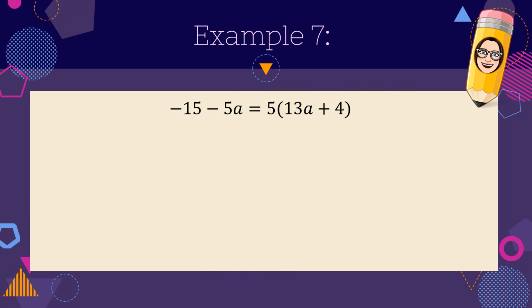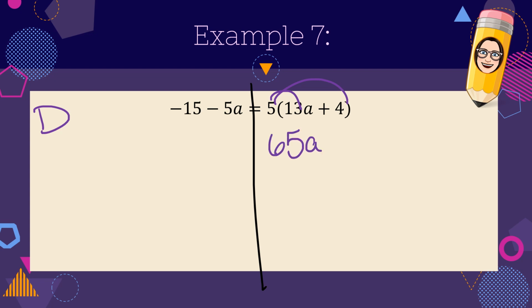Let's take a look at this one. Draw a line down the equal sign. This one doesn't look as crazy, right? So let's go through our steps. Distribute. You can have larger numbers. Don't be afraid of that. Don't think you're wrong. Use your calculator. 5 times 13 will get you 65. 5 times 4 gets you 20.